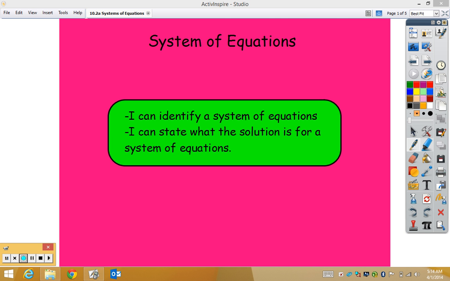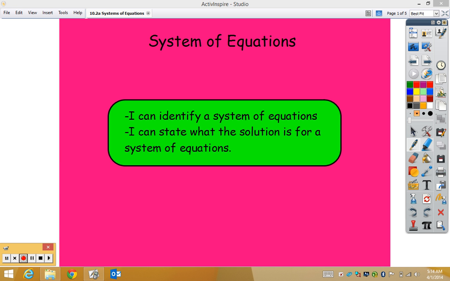So in this video, we are going to learn about systems of equations. We actually did this back in Unit 2, but we're going to take it more in depth since we have learned more than lines when we did it before. Your objectives are that you can identify systems of equations and you can state what a solution is to a system of equations.